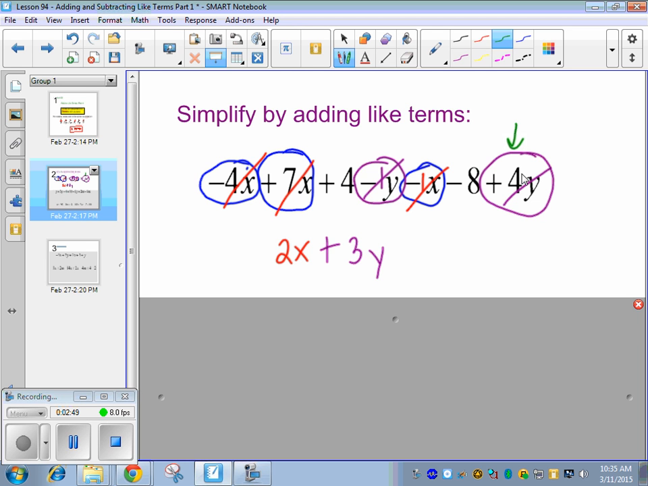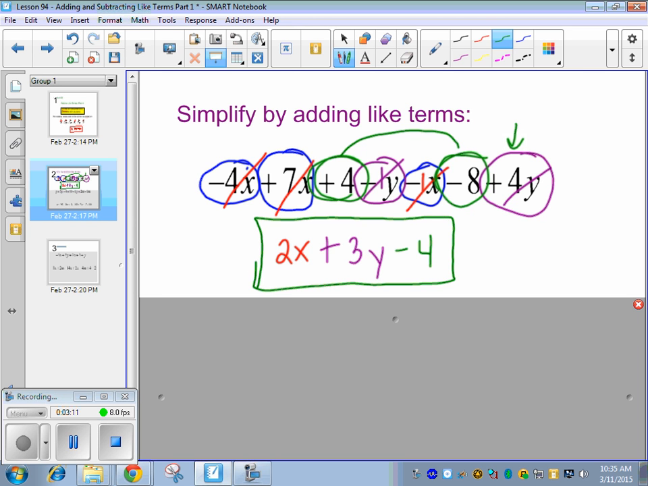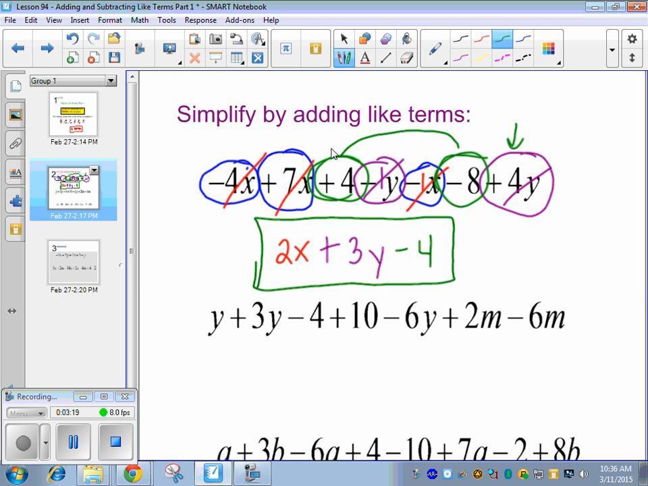Yep. All right, and then we add the numbers here, our constants that don't have any variables. Now these two are friends, and they can add together. So plus 4 and negative 8 is good. So we put a minus 4 here. Now we're done because none of these can add together because they're not friends. All right, x's with x's, y's with y's, constants with constants. And you're done. That's it. Okay. Let's try another one.